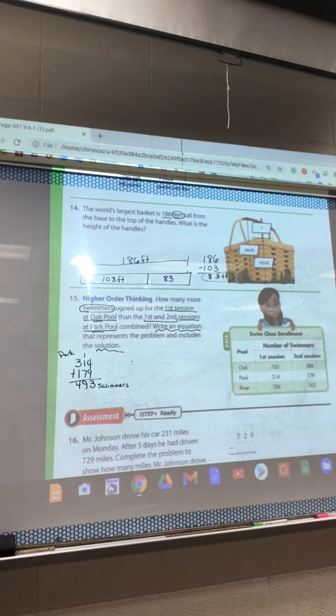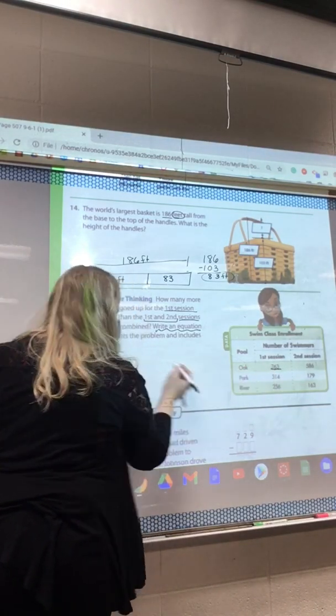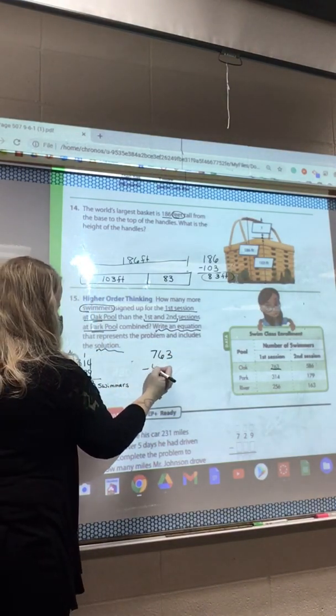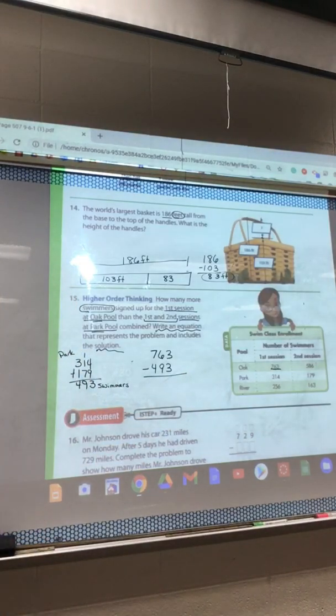Close. We got to look at Oak Pool. Subtract 493 from 760. Right, so we gotta look at Oak and see what they were the first session, which was 763. And we're gonna subtract this down here. It's okay. I appreciate you guys keep trying though, okay?